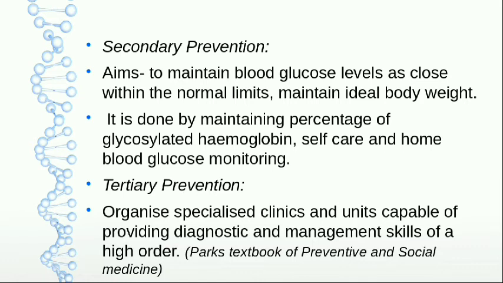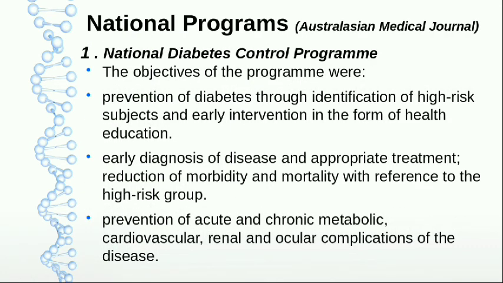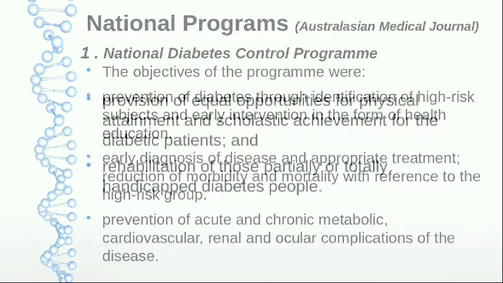The secondary prevention involves maintaining blood glucose levels as close to the normal limits as possible. Maintain ideal body weight. It is done by maintaining the percentage of glycosylated hemoglobin, self-care, and home blood glucose monitoring. The tertiary prevention is by organizing specialized clinics and units capable of providing diagnostic and management skills of a high order. These are some of the national programs of diabetes.